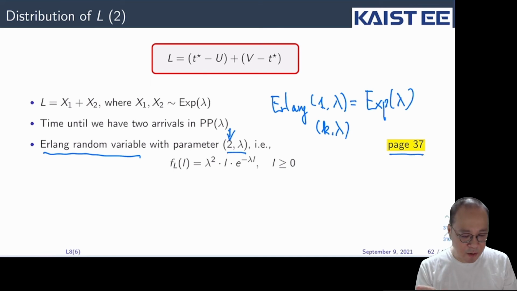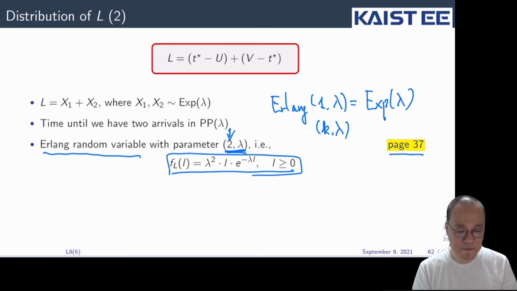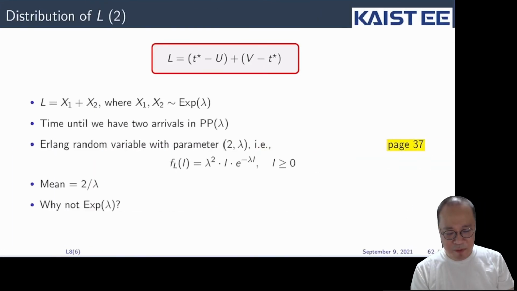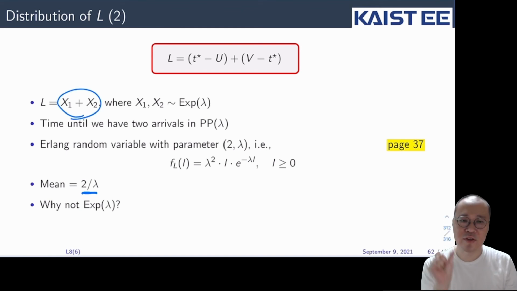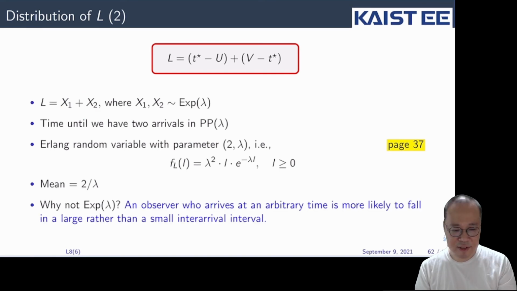So if you go back to how the Erlang random variable has its PDF, then it has this PDF. So this is the PDF of L. Now, what is the expectation? Well, Erlang k comma lambda has the mean k over lambda. So here in this case, 2 over lambda. It's exactly double the mean of the exponential random variable, because it's the summation of two exponential random variables. The conclusion is that it's actually 2 times the mean exponential random variable, the mean arrival time. So this is the main reason.